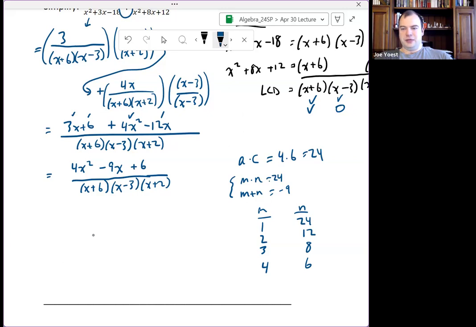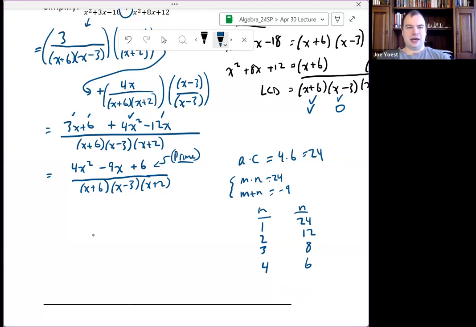So these are all of my factors m and n that gives me m times n equals 24. Do any of them add to, if they were both negative, do any of them add to negative 9? No, they don't. So this quadratic in the top here is prime. It doesn't factor into the integers.